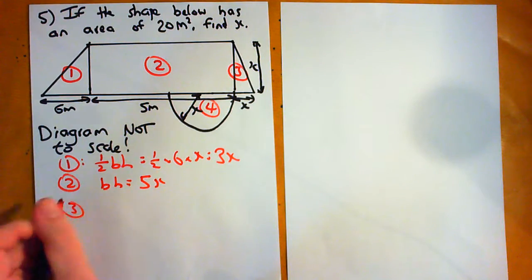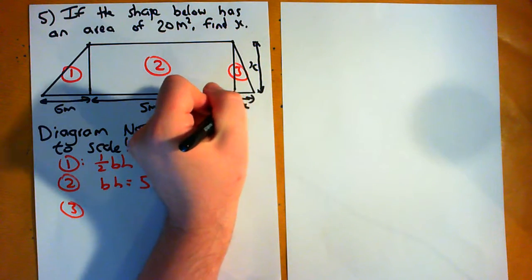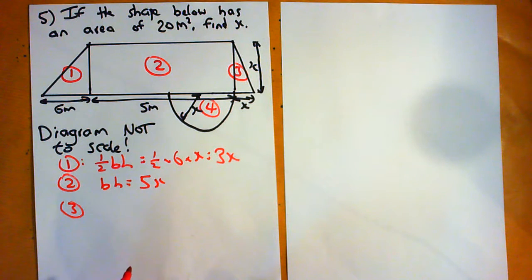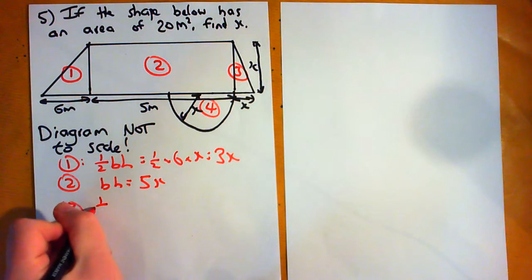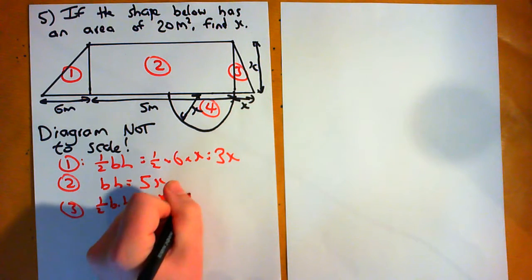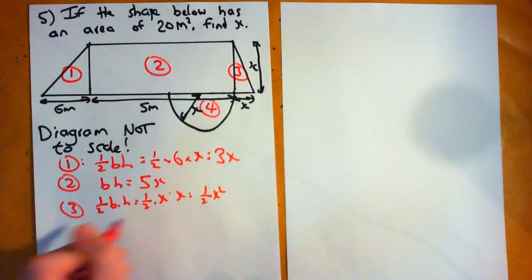For shape 3, it is a triangle. Both the base and the height are x, so the diagram clearly is not to scale, but it's half base times height, which is half times x times x, which is 1/2 x squared.